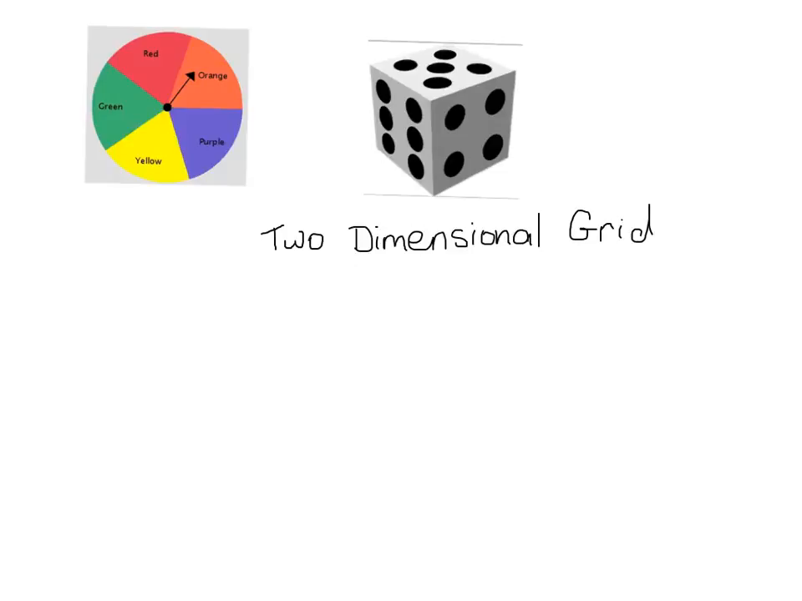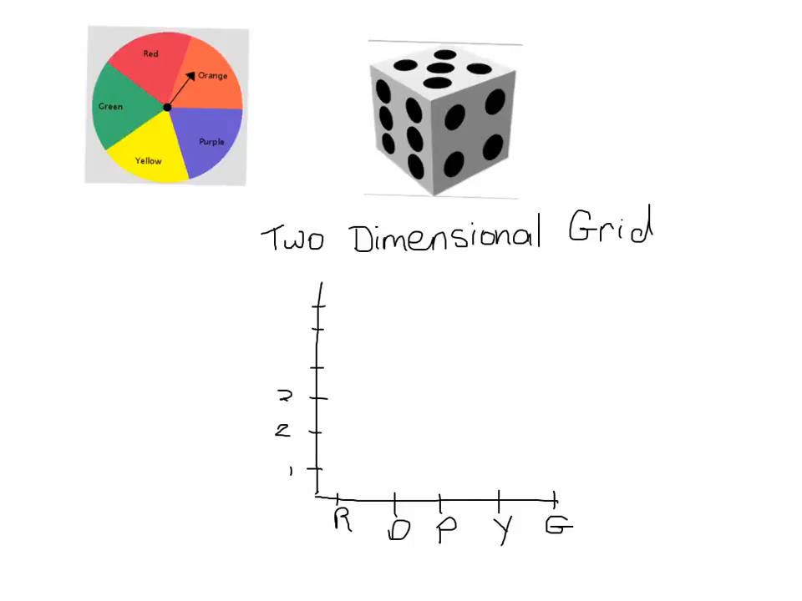On the left you can see our spinner and it has 5 colors. The colors that we see on this spinner are red, let's just call that R, orange, let's call that O, purple, yellow, and green. So that's one axis that's used for our spinner. Now let's make another axis and use that for our die. Of course a die has 6 faces and the faces have numbers, so that's 1, 2, 3, 4, 5, and 6, or 6 numbers on our die.